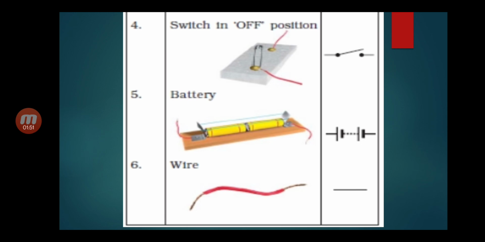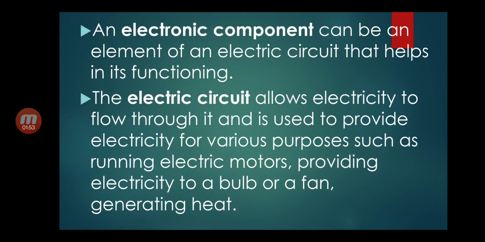An electric component can be an element of an electric circuit that helps in its functioning. The electric circuit allows electricity to flow through it and is used to provide electricity for various purposes such as running electric motors, providing electricity to a bulb or a fan, and generating heat.